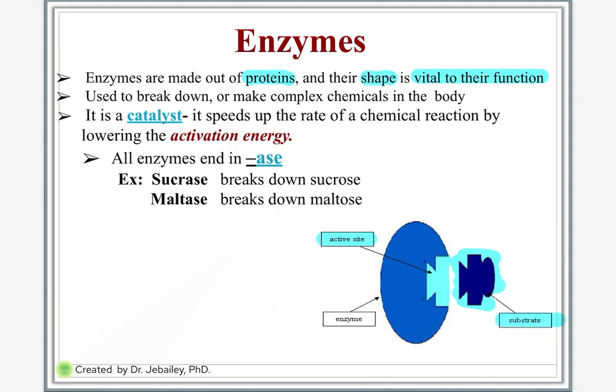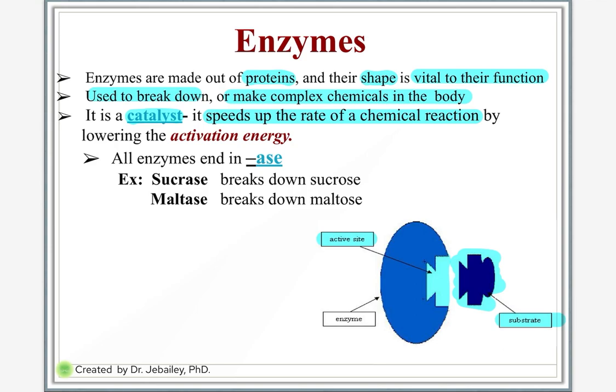Now, what is the point of these enzymes? Usually they're used to break things down or to make big molecules in your body. And an enzyme is known as a catalyst, which means it speeds up the rate of the chemical reaction. Now, they might ask you, how does the enzyme speed up the reaction?